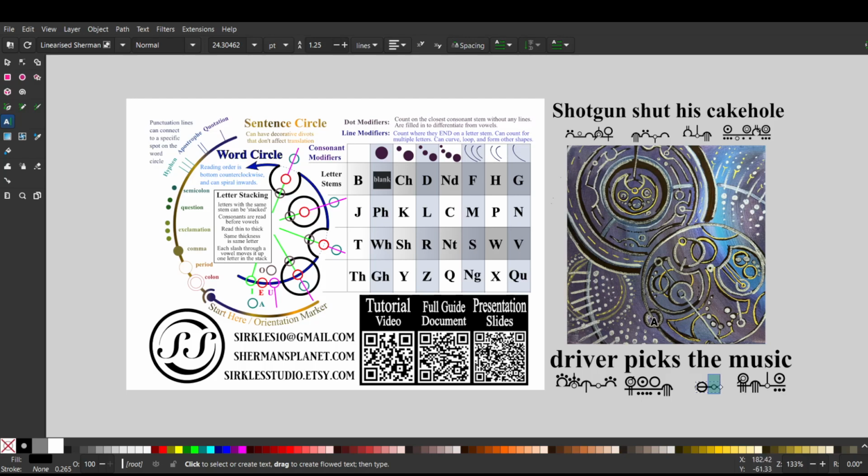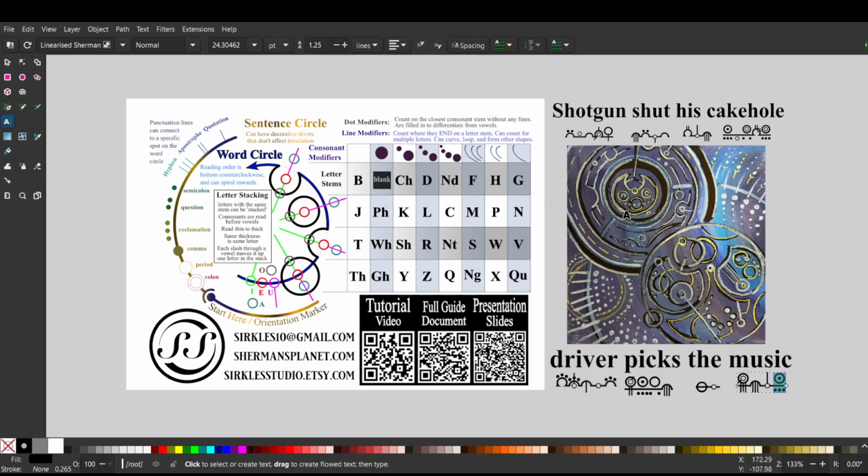And then our last word in this sentence, we start at the bottom here with our M. 1, 2, 3 lines, those 2 gold ones and that silver one. And then a U has a line going outwards, away from the middle of our word circle. So MU, and then we have this S, 1, 2, 3 lines, just like the M. And then we have an I with a line going inwards. And then last but not least, another C. 1, 2, 3, 4 dots on that. So driver picks the music. And then this here is a period on the sentence circle.